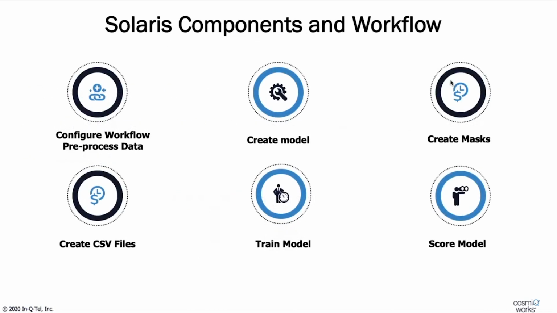So once again, before we begin, the Solaris components and the workflow consist of first configuring our files and making sure that we've pre-processed the data. Then we have to create our model. And we have to ensure that we've created mask and CSV files so that Solaris knows where to pull the data from. Then we'll train our model, and finally we'll score and evaluate our model.